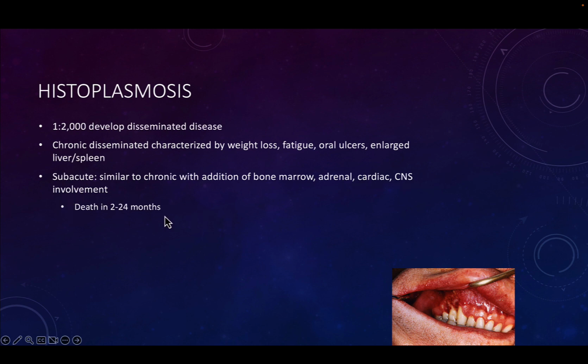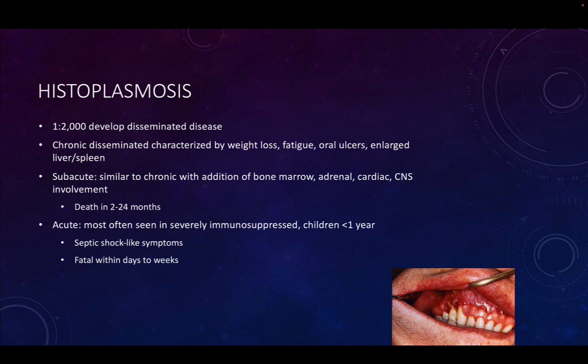results in death. And then, of course, acute, which is very rare and is almost always seen in people who are severely immunocompromised or children under the age of 1. Those patients will experience septic shock-like symptoms. So think about when we talked about bacteria, when we talked about cytokine storms, how that leads to shock in the body. So similar symptoms to that. And this, as you might imagine, can be fatal relatively quickly.